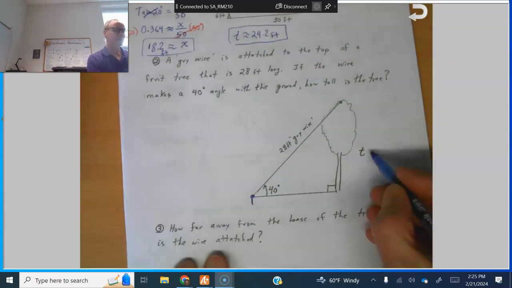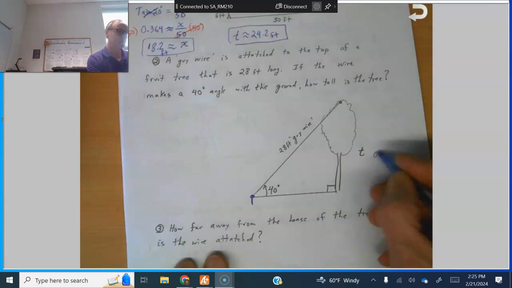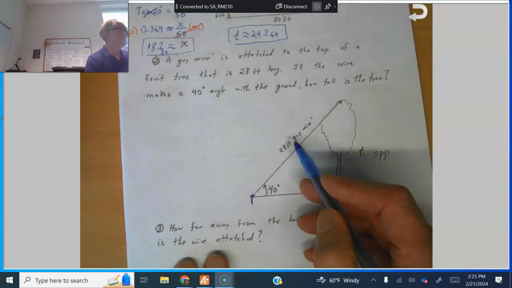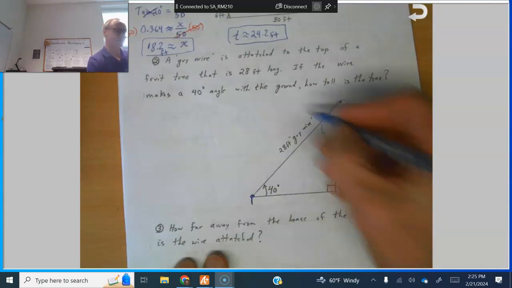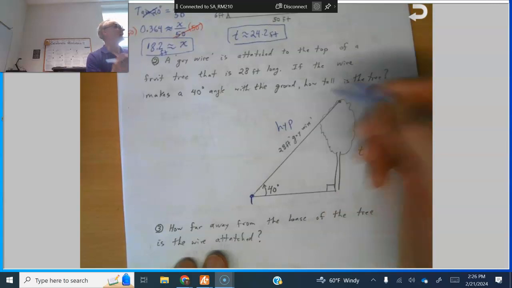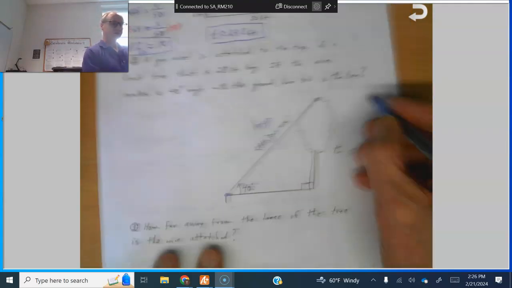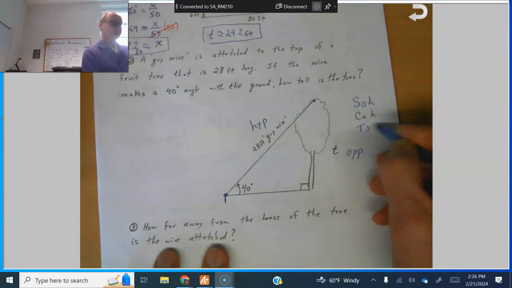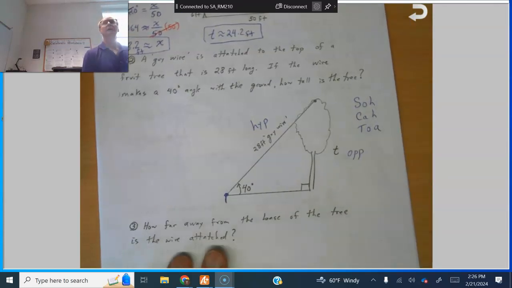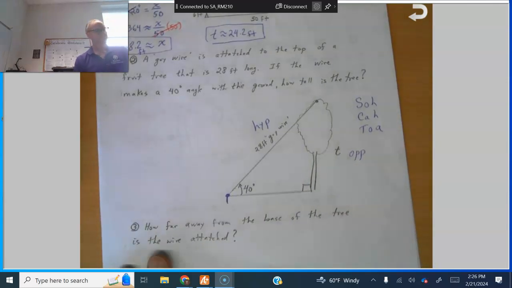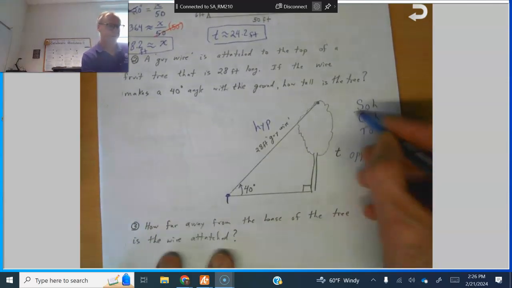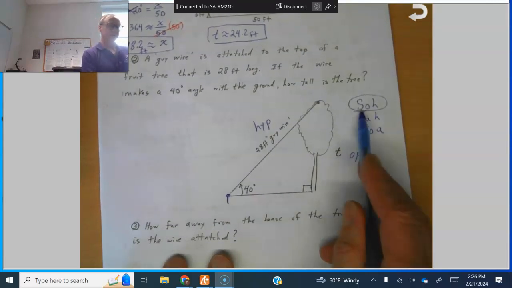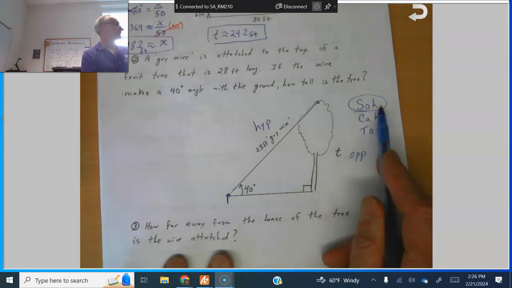All right, what's this side? Opposite. And what's this side? You all should be doing this yourself. That's your first step, is to identify your sides. Then you have to decide which one of your trig ratios to use. Which one are we using this time? Sine. It's right there. Opposite and hypotenuse is sine. That's what that says. Sine equals opposite over hypotenuse.